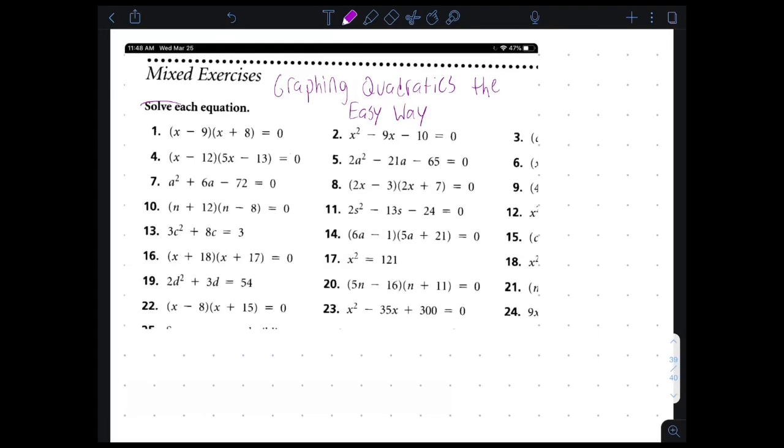Hello everyone, in this video I'm going to show you how to graph quadratics, but I'm going to show you how to do it a little bit easier than last time. The first video is important because it's just to show you that to graph something you're going to need some points and you're going to need x and y.